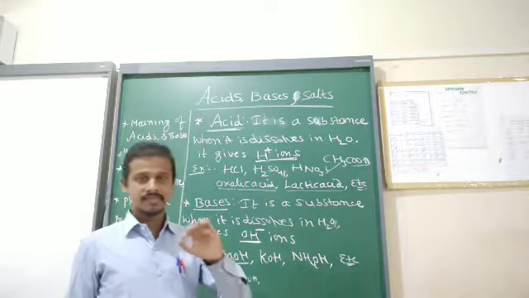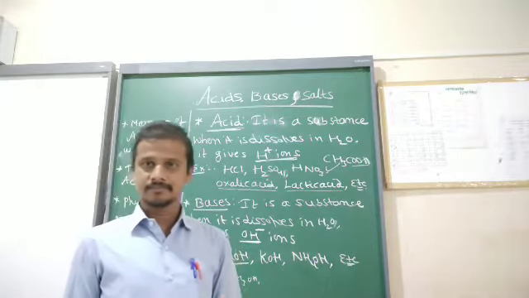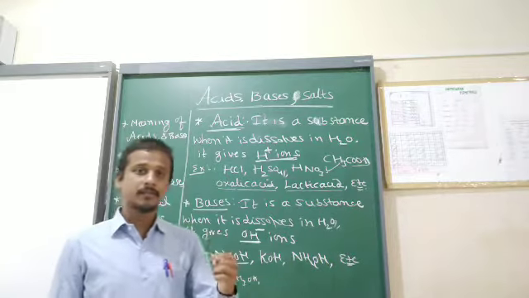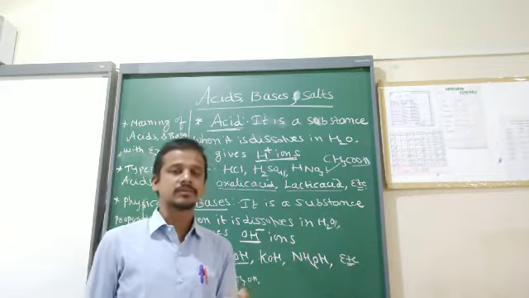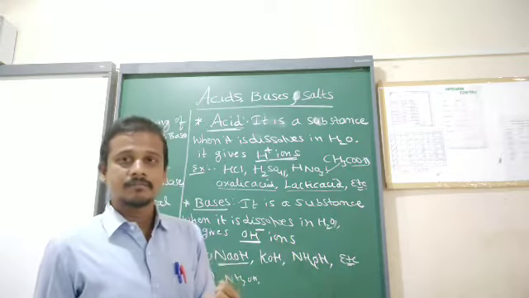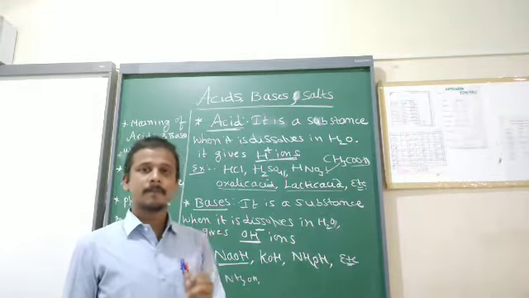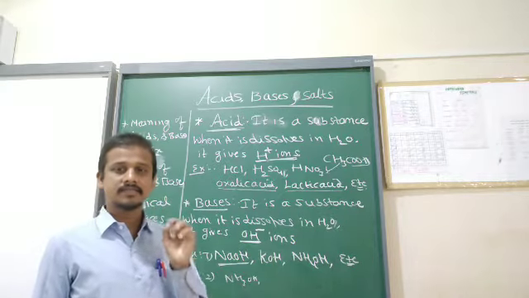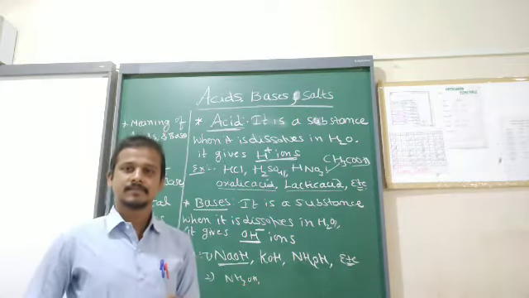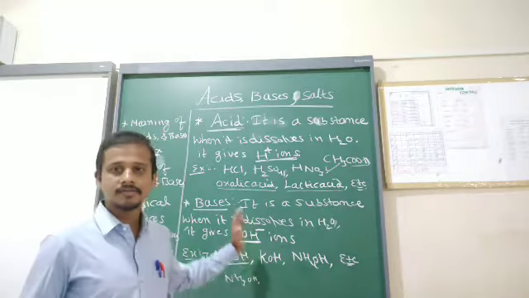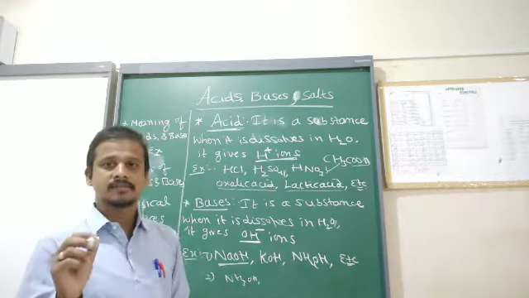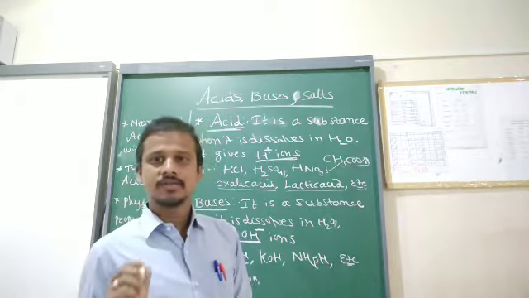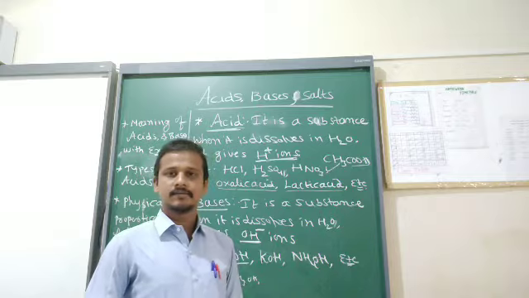Then you can judge that the solution is an acid. Suppose the litmus paper is dipped into a basic solution, then the red color changes to blue. Then you can judge that the solution is a base. Like that you judge acids and bases. Litmus is an indicator. It tells us whether a solution is an acid or a base.